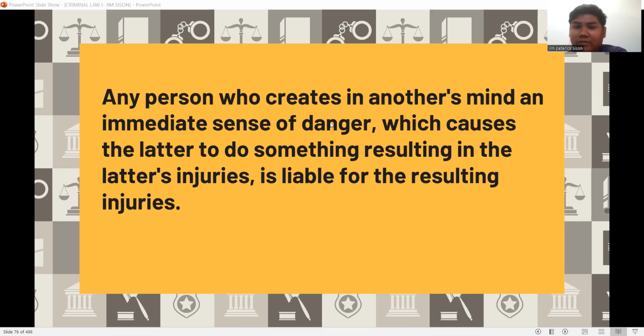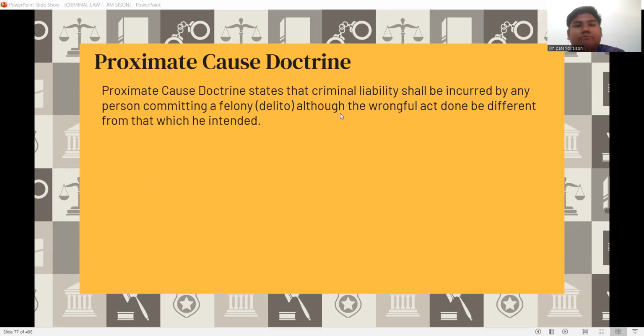Nang layat sila, tungkol sa look, okay, resulting in the latter's injuries, is liable for the resulting injuries. Therefore, liable ang robbers. Okay, take note of that.